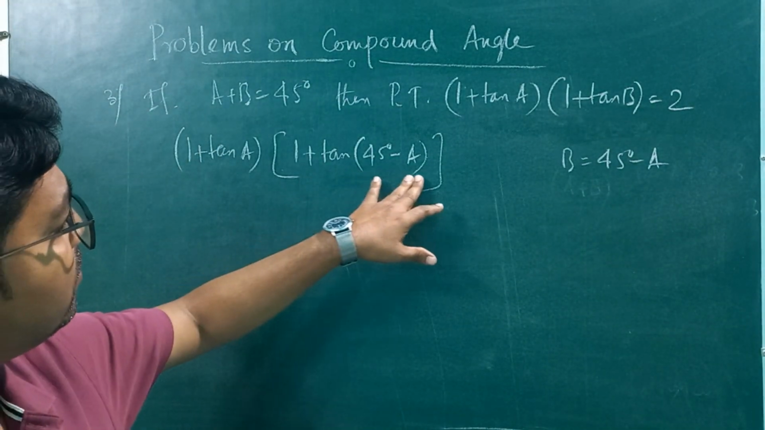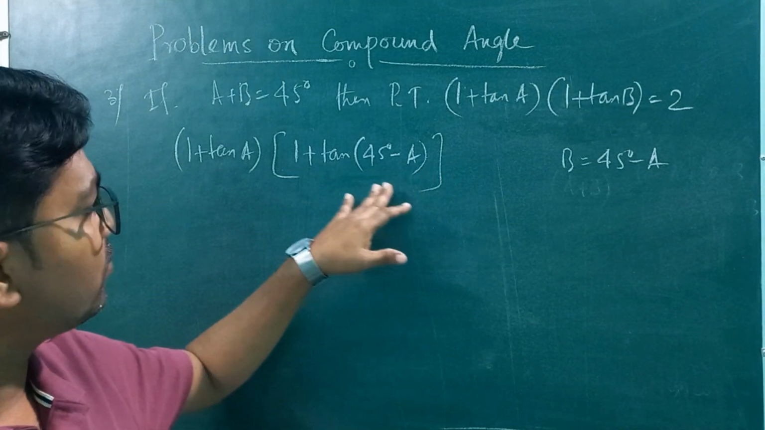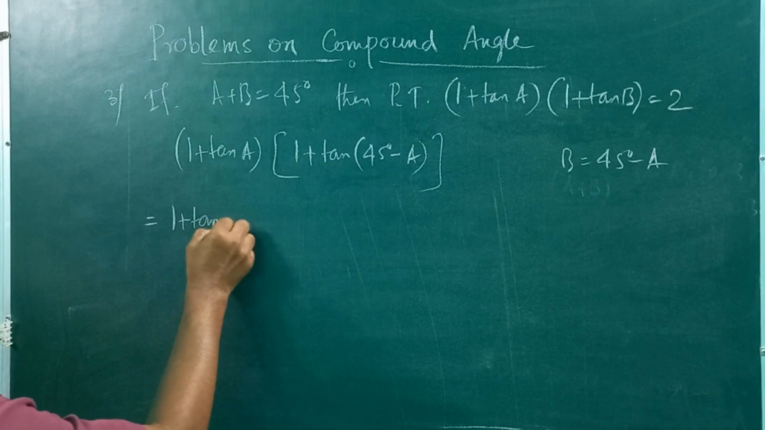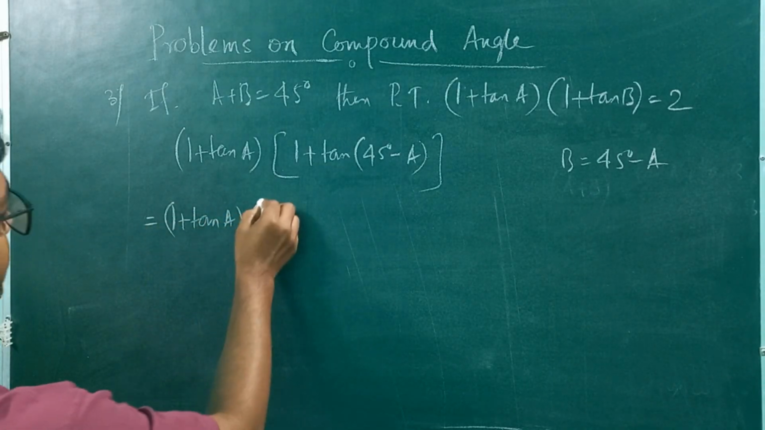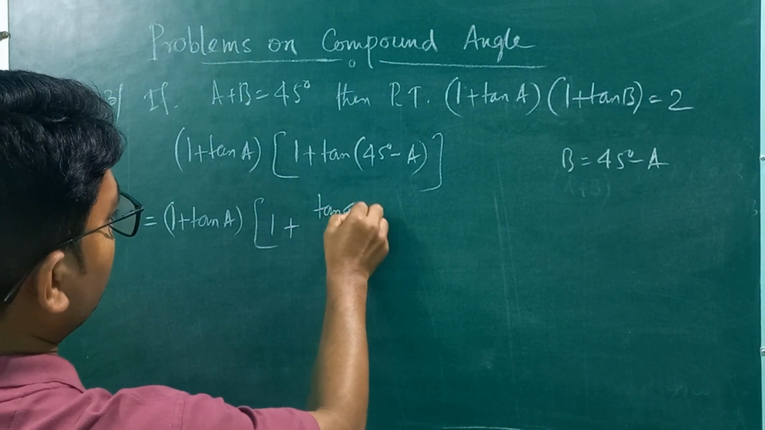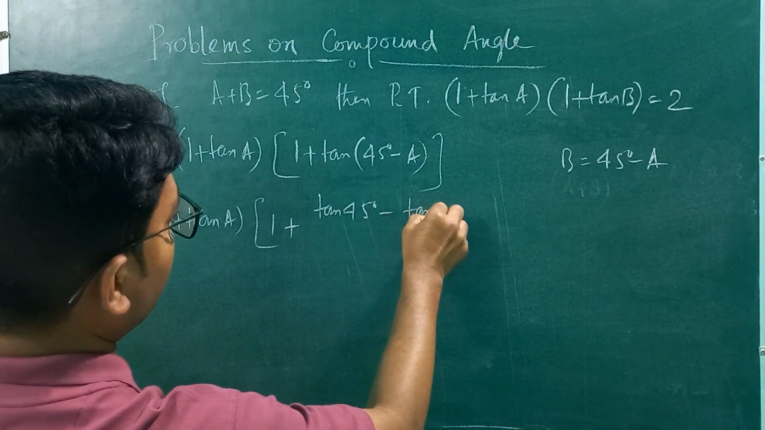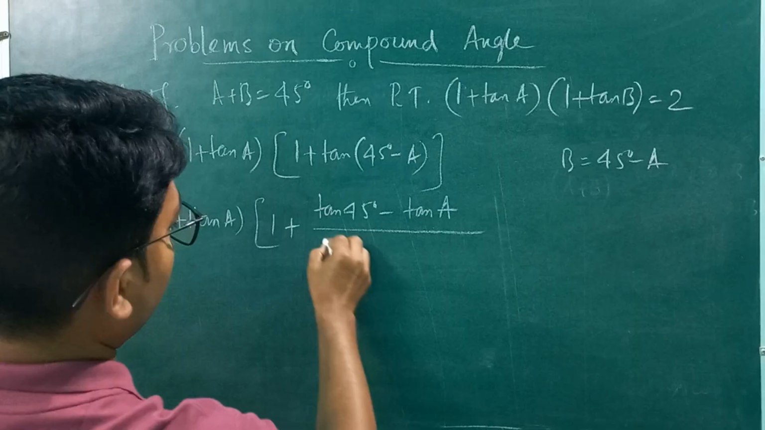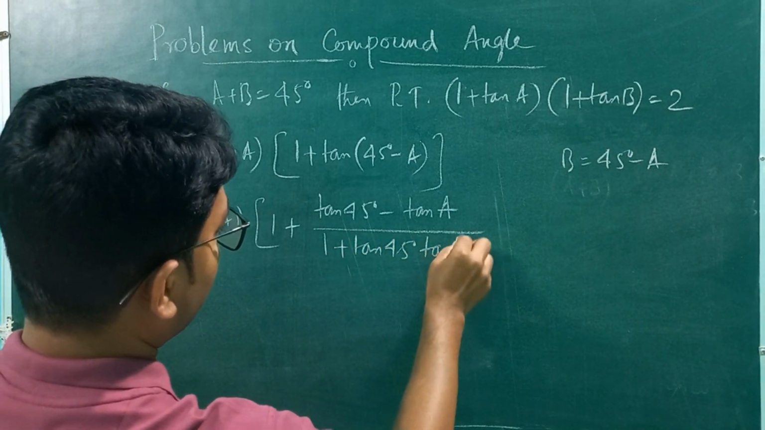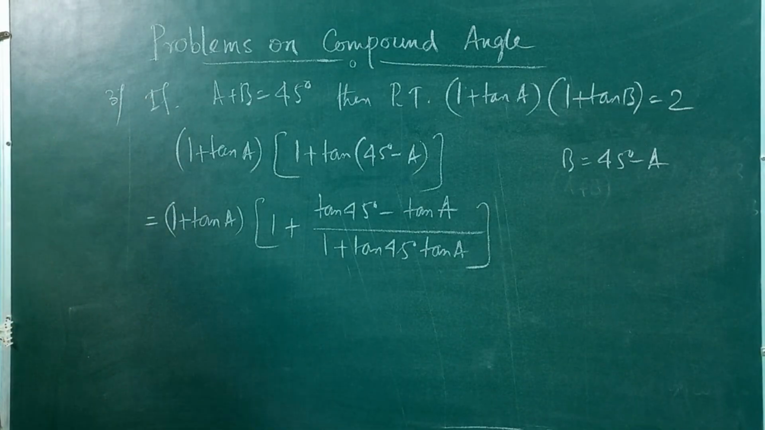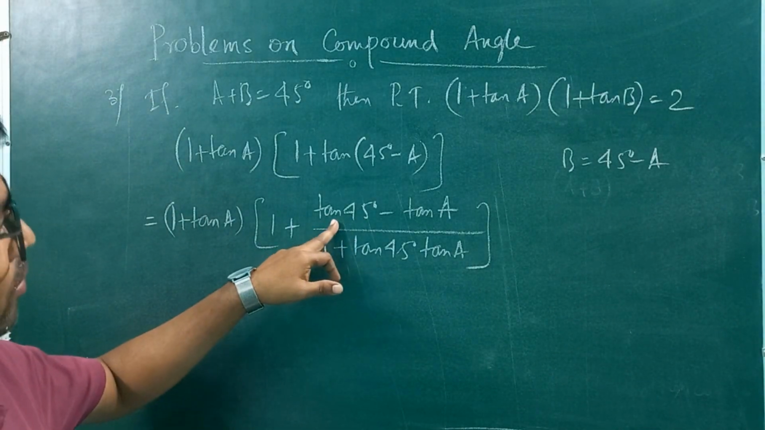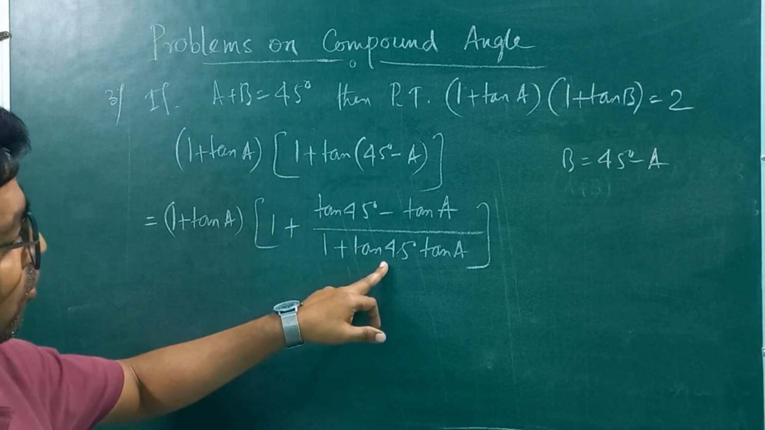Now this one is your tan a minus b formula, so I can break it. So this one plus tan a. If you break this tan, it is tan 45 degree minus tan a over 1 plus tan 45 degree tan a. Clear to everyone? Now what is the value of tan 45? Tan 45 means 1. That is, this term will be 1. Also this term will be 1.